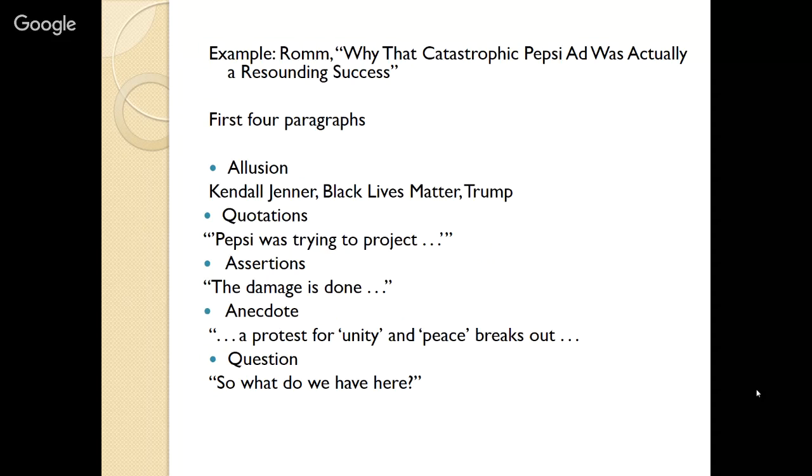He uses a quotation there in his first paragraph. So the analysis is about the Pepsi ad in which Kendall Jenner is seen joining a protest movement and shares a Pepsi with a police officer in order to create a sense of unity, as Pepsi says. So he quotes Pepsi. "Pepsi was trying to project a global message of unity, peace, and understanding. Clearly, we missed the mark, and we apologize. We did not intend to make light of any serious issue. We are removing the content and halting any further rollout."